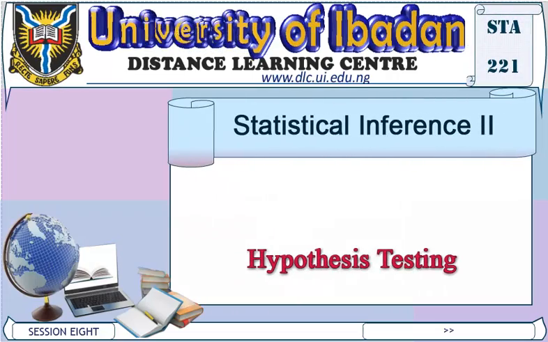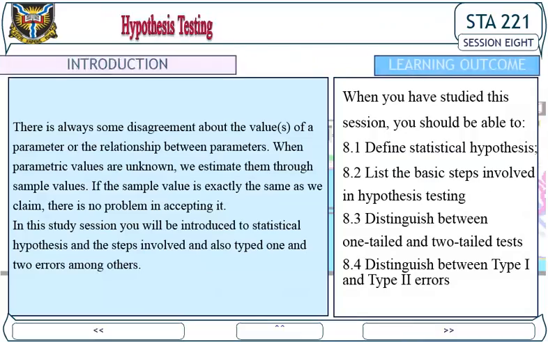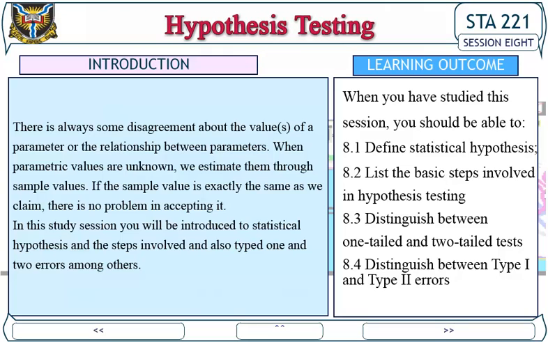Study Section 8, Hypothesis Testing. Introduction. There is always some disagreement about the values of a parameter or the relationship between parameters. When parametric values are unknown, we estimate them through sample values. If the sample value is exactly the same as we claim, there is no problem in accepting it.